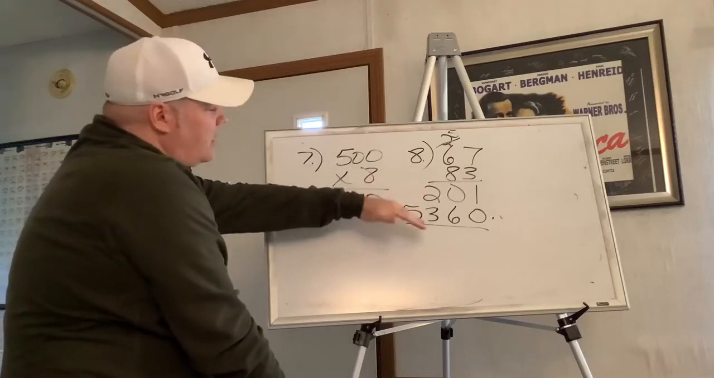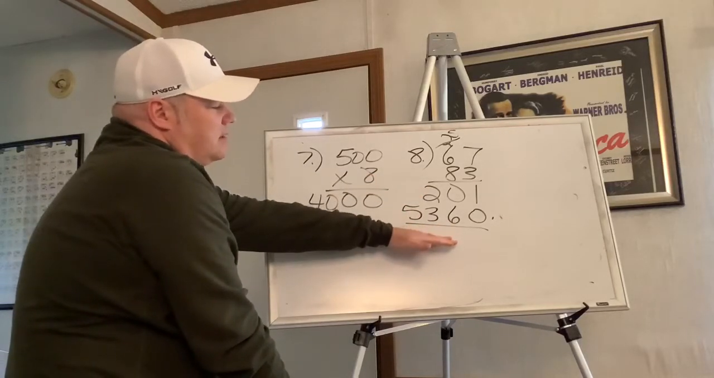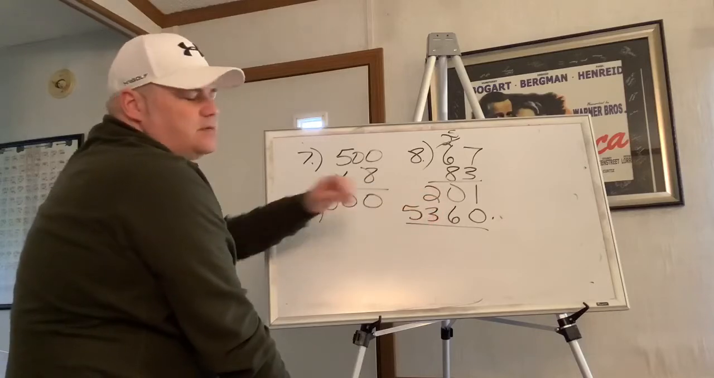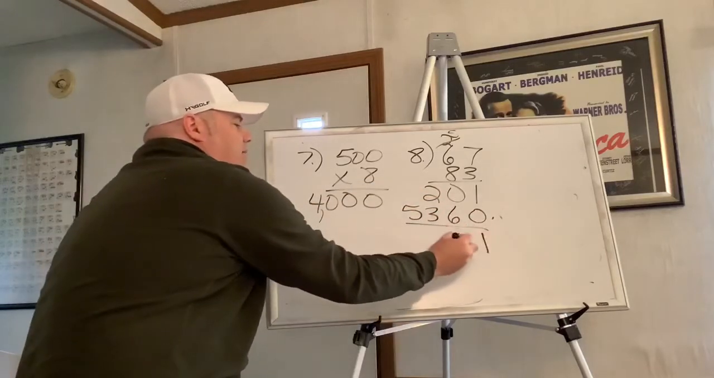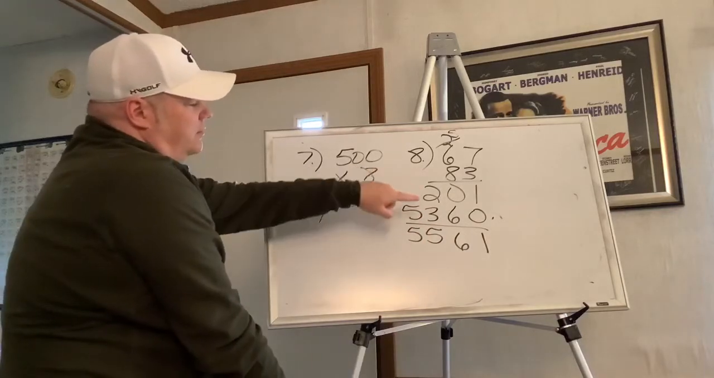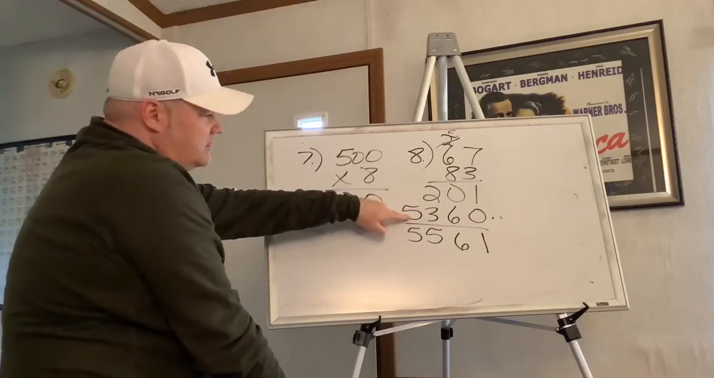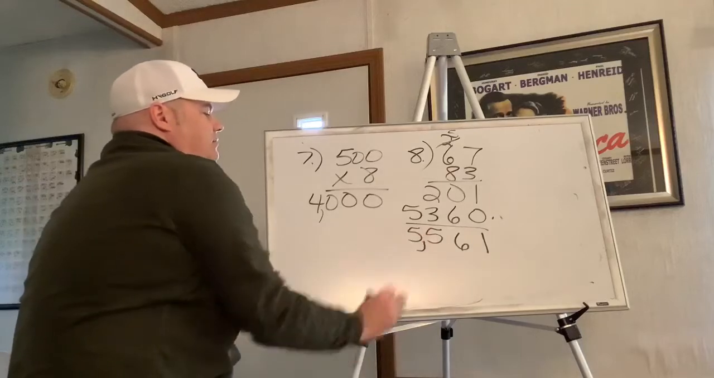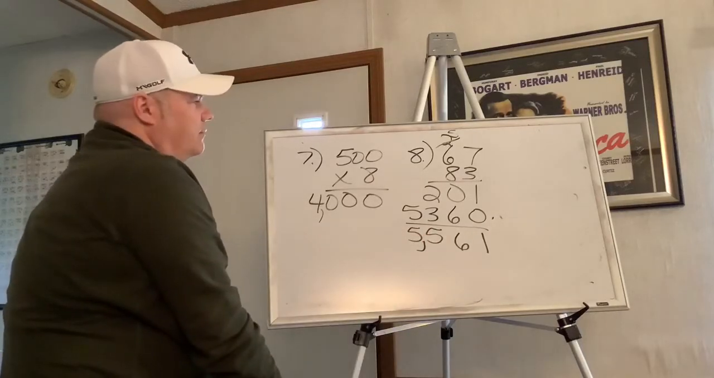And so these are the ones I'm talking about. Check each row. You may not have the right answer here at the end, but check and see where you made your mistake. Because now we add them. So check and make sure you got 201 for the first row, 5,360 for the second row, and that's going to add up to 5,561. Okay.